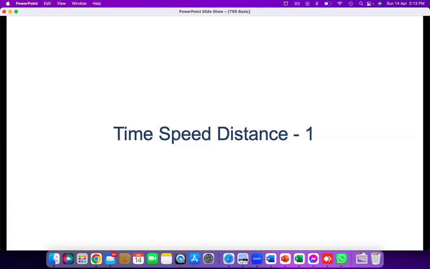Time, speed, distance. One trick to solve problems based on time, speed, distance is to first draw the line diagram, because that helps you in understanding the situation. Once you understand the situation, you can resolve it easily. But if you don't understand the situation, it would be really complicated to understand who is going where, what is the time, what is happening, whose speed is what, all these things.